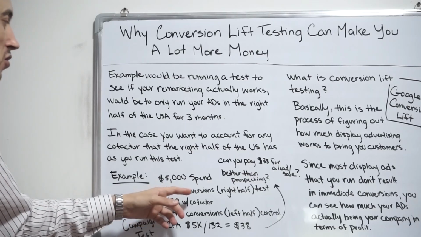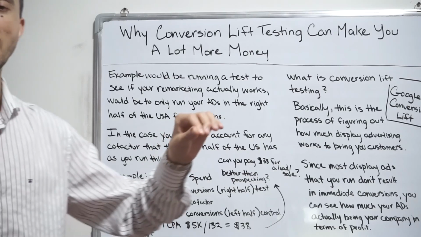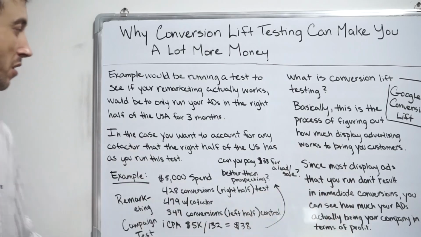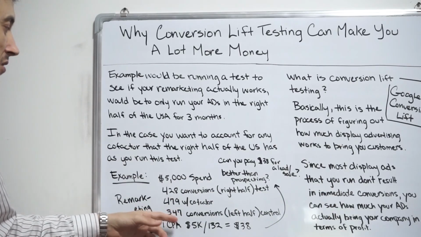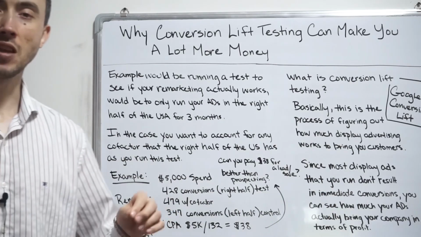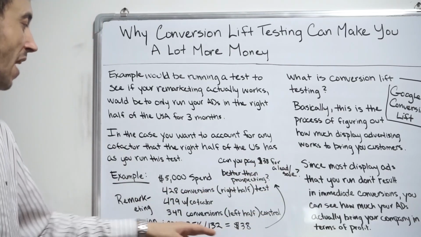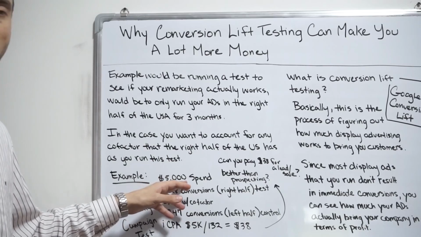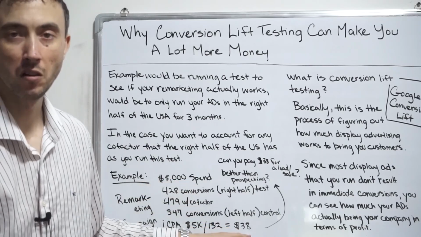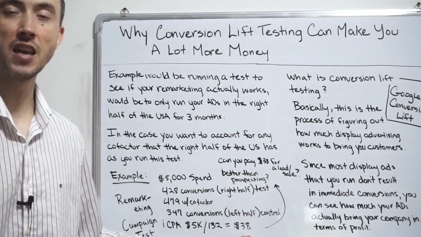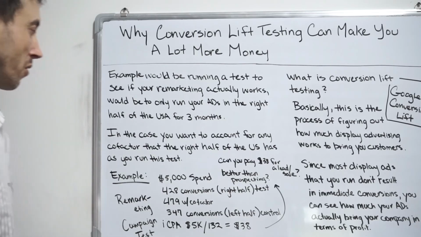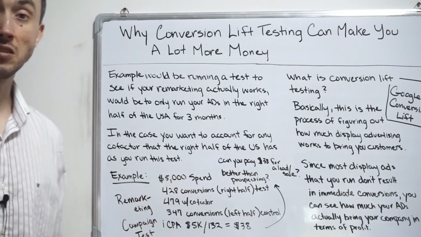You look at how many conversions you got from the half of the US that had the ad running, minus the amount of conversions that you had from the half of the country that the ad wasn't running. That number, you simply divide by your ad spend, and then you've got your cost per acquisition of what it costs to get a conversion from that ad spend itself.